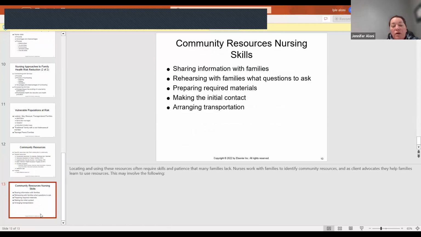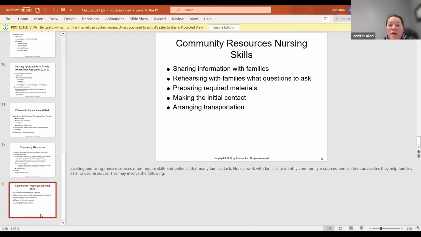And we're going to look and find our resources so that we can share information, make sure we're preparing for them and making initial contact, arranging transport. Important when we're working with families to know that not everyone is at the same educational level. So be careful with things that you're sharing as far as reading materials and language, if we have a language barrier, if we're being sensitive to that.